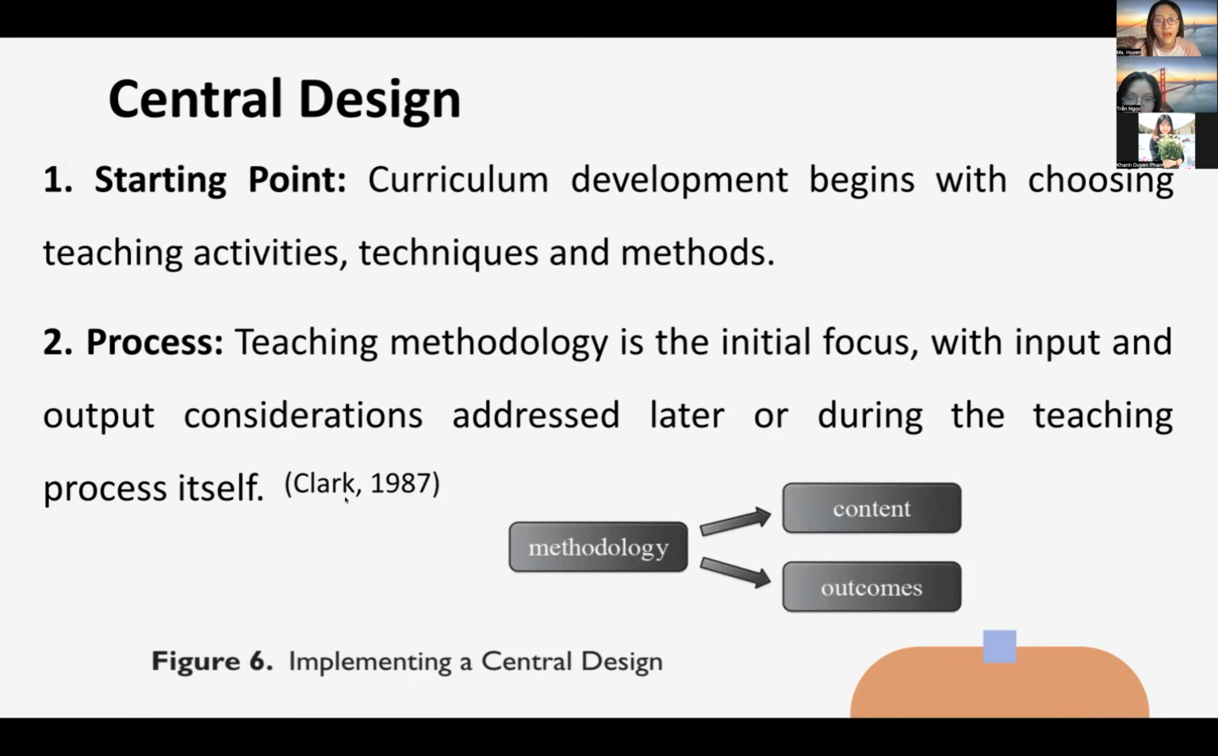According to Clark 1987, teaching methodology is the initial focus, with input and output considerations addressed later or during the teaching process itself. In figure number 6, implementing a central design, you can see the teacher will start with the methodology and then later comes the content and the outcomes.